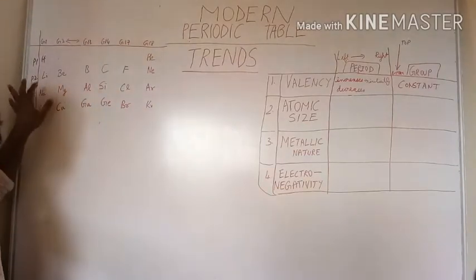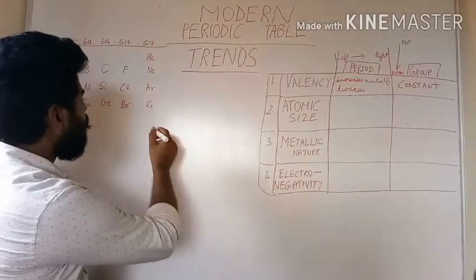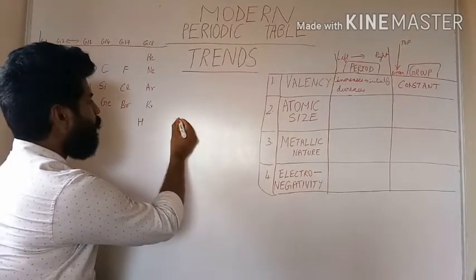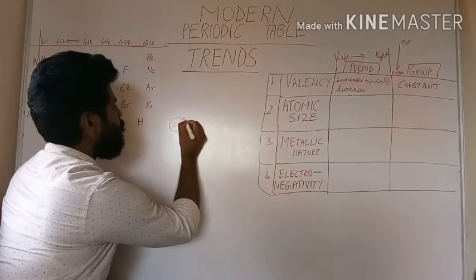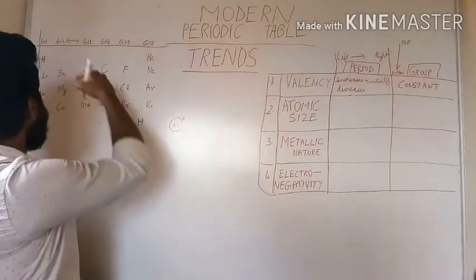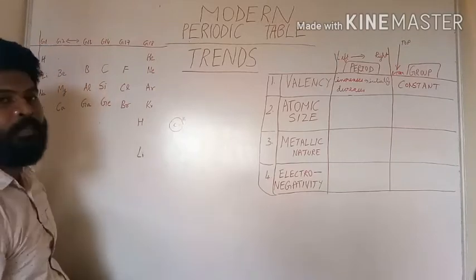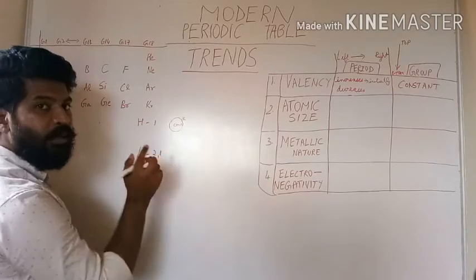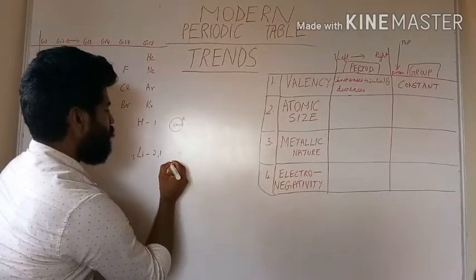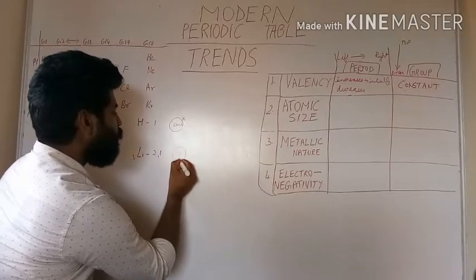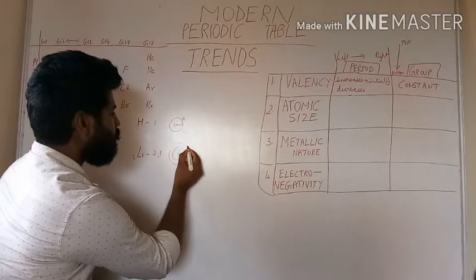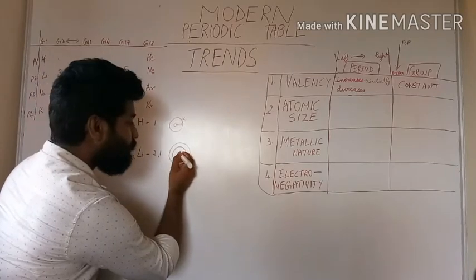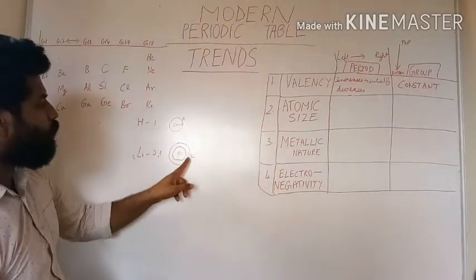Once again we will take group number 1. Group 1, hydrogen. Hydrogen has 1 electron, which means it will go to the K shell, and this will be the atomic radius. Below hydrogen we have lithium. Lithium is 2,1, which means there are 2 shells. So this is my nucleus, this is my innermost K shell, and let us say this is my L shell. This is K and L. So this will be the atomic radius from the center to the outermost shell.